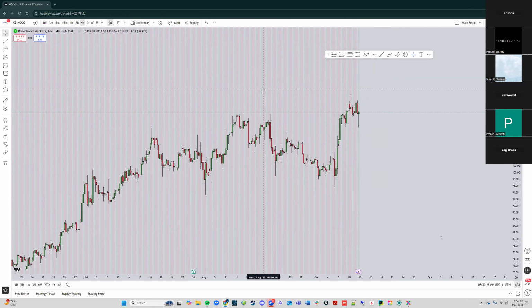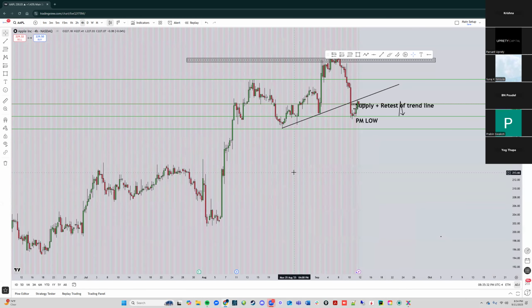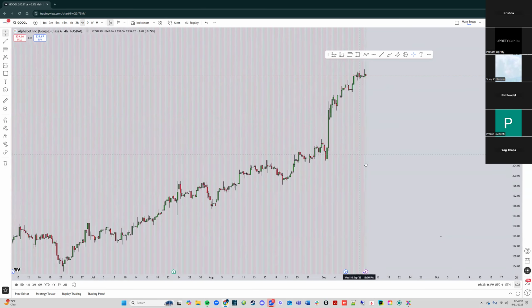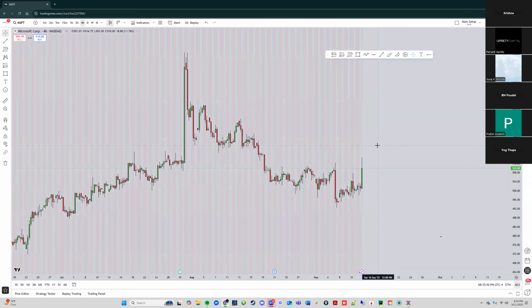Apple. Somebody said Apple. Great choice. Oops, we have a trend line. Pick something else. Pick something that we usually don't look at. Nvidia, bro. We always trade Nvidia. Something else. ARM. Microsoft, like we haven't. Okay, Google. Actually, let's do Microsoft. Okay, boom.